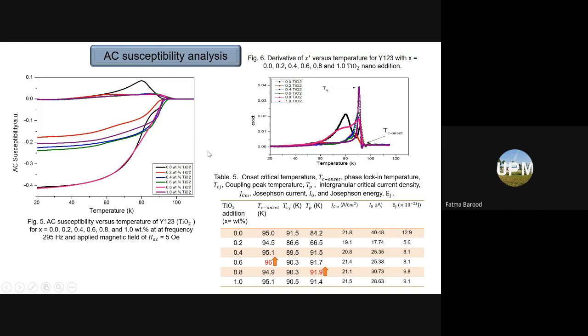The intergranular loss peak becomes lower, as we can see. This is for the pure, and this is for the addition. This peak becomes lower with titanium oxide addition compared to the pure one, which may indicate enhancement of flux trapping and grain coupling. The intergranular critical current density was around 21 ampere per centimeter square, and Josephson current and Josephson energy were also calculated in this sample.